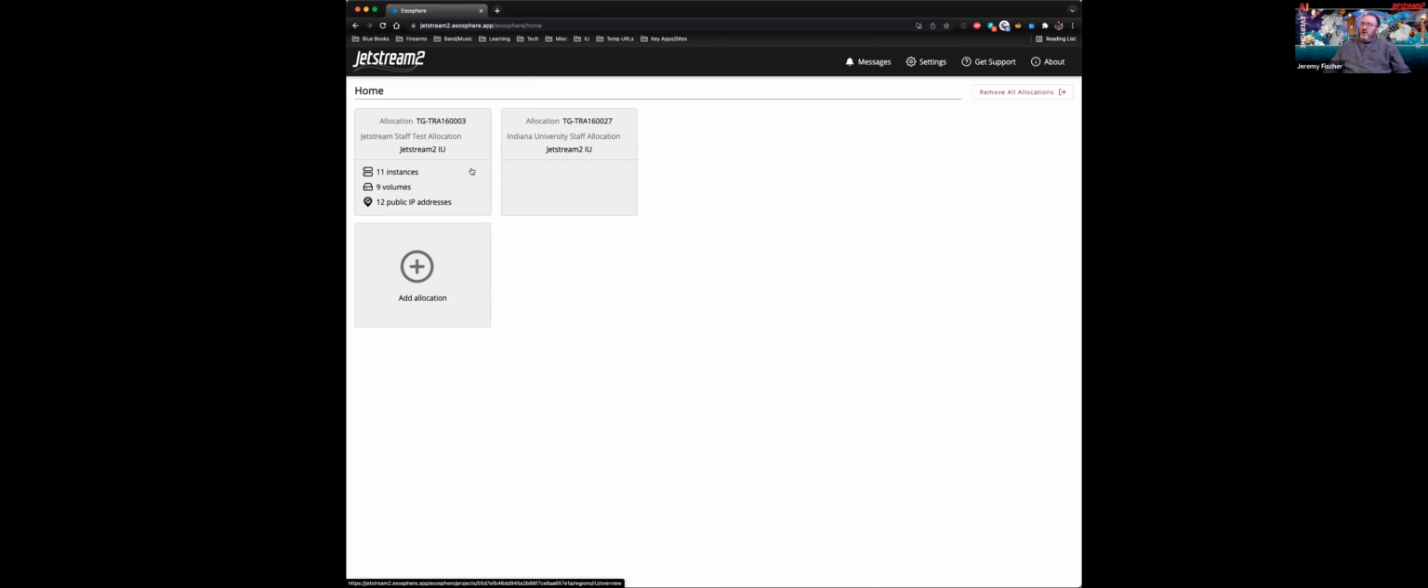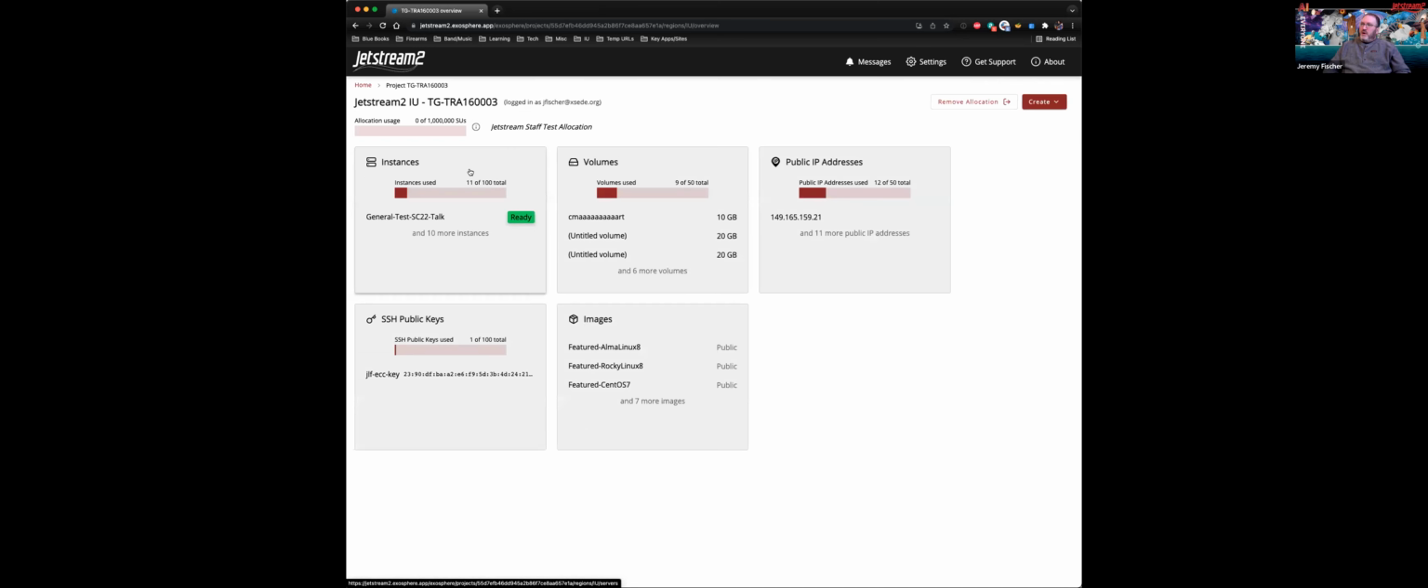So I'm going to take a look at our test allocation. This is our Jetstream 2 staff allocation. This dashboard shows you what you have in use. So I have one instance that I've launched, and then there are 10 other instances in the allocation. You can see volumes. You can see the public IP addresses in use. You can see your SSH keys, but it basically gives you a nice overview of what's here.